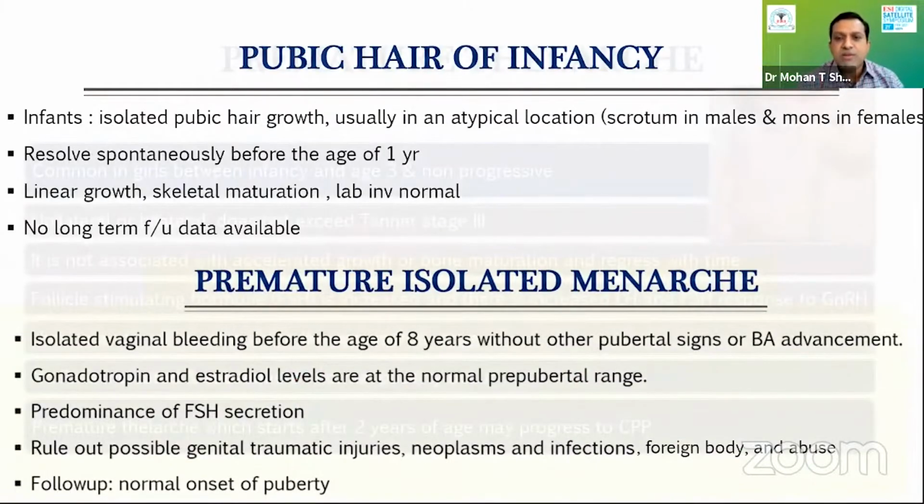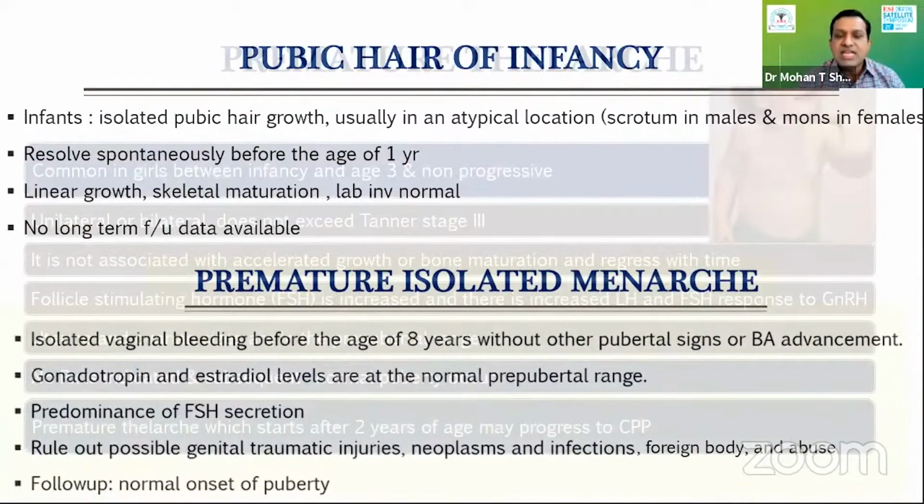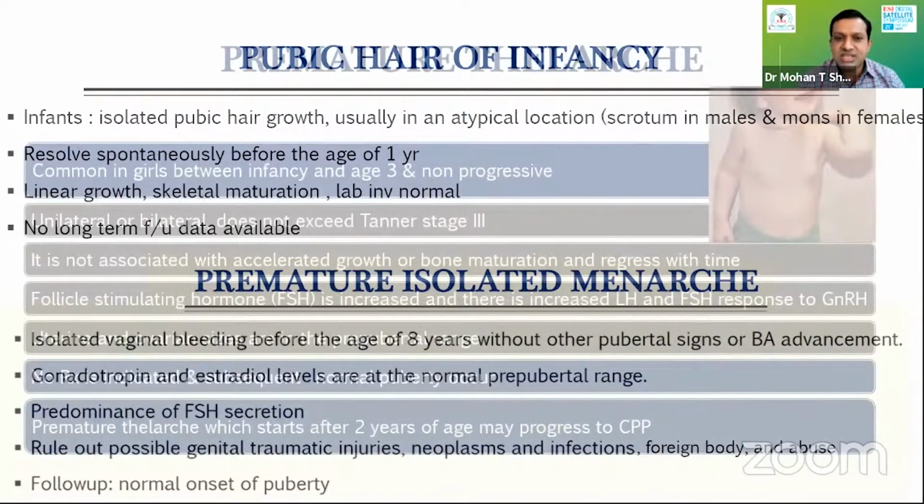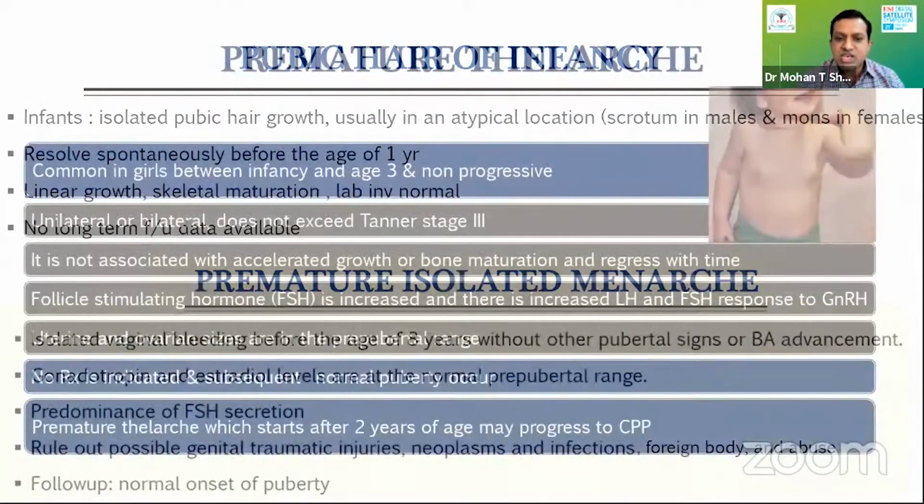Premature thelarche is again common in girls between infancy and age of 3. It is non-progressive. It doesn't exceed stage 3. No other signs of advanced puberty, regresses with time, and the size of ovary and uterus are in the normal range, and no treatment is required.